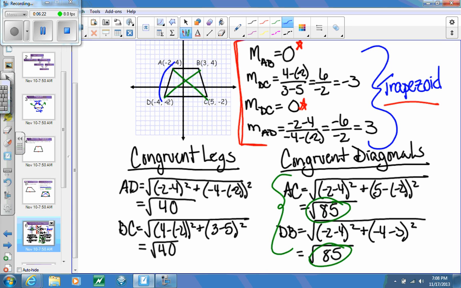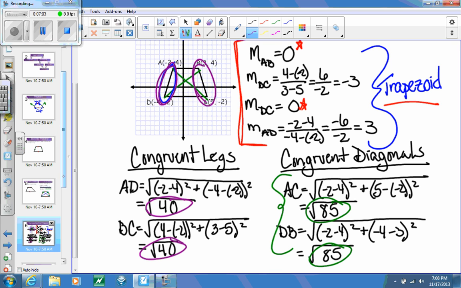Or your other option is to show that the legs themselves are congruent to each other. Using the distance formula once again, I can show that AD and BC are congruent to each other, and that makes it also an isosceles trapezoid. Again, one of the first tests that's going to be really helpful if you're trying to rule out anything, I would suggest working with the slope formula. It's going to tell you a lot of information, and the slope formula is really not that difficult to quickly calculate.